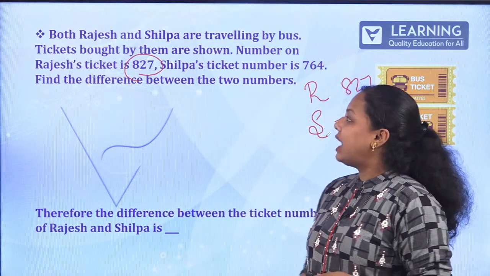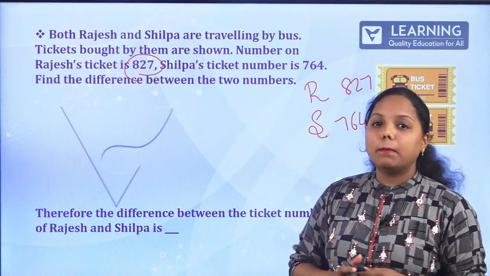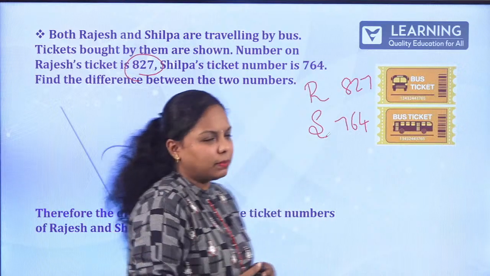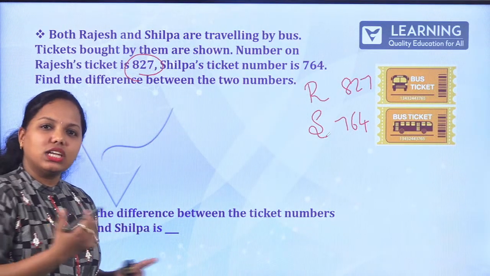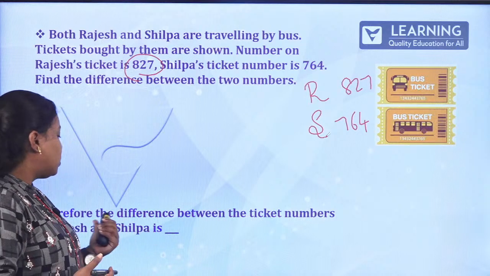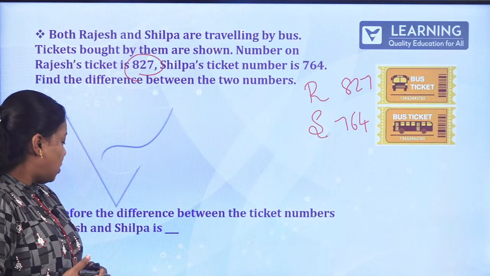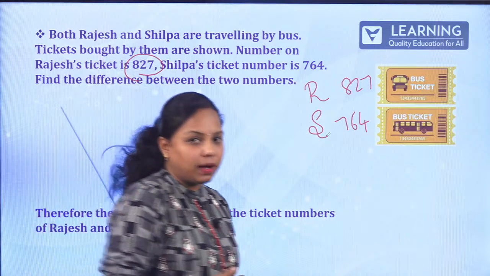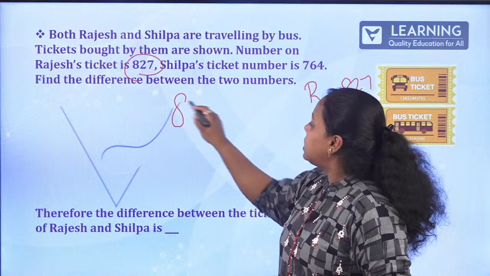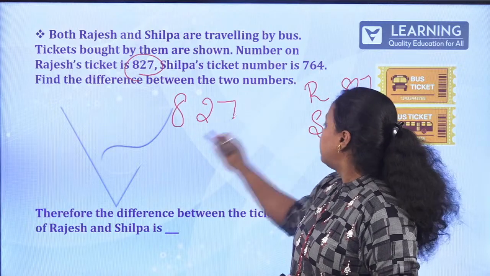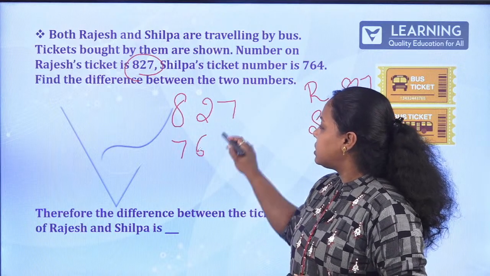Now, find the difference between the two numbers. What is the difference between the two numbers? As usual, since it is a blank over there, you can directly start with the digits itself. So the difference between the tickets of Rajesh and Shilpa, just subtract the numbers. So it is 827 and 764.